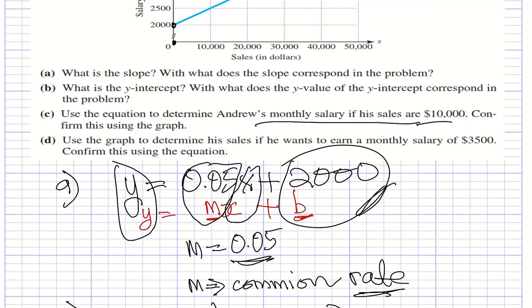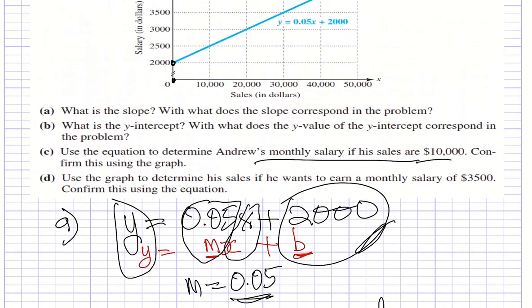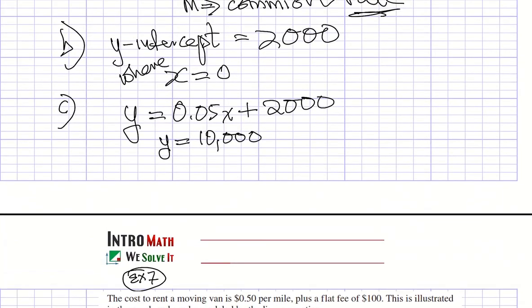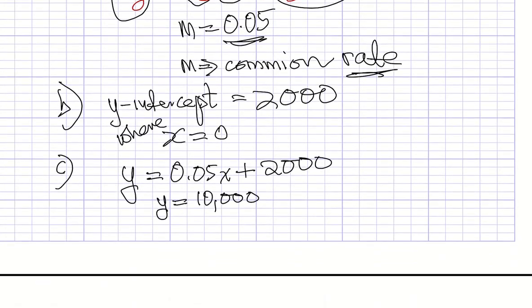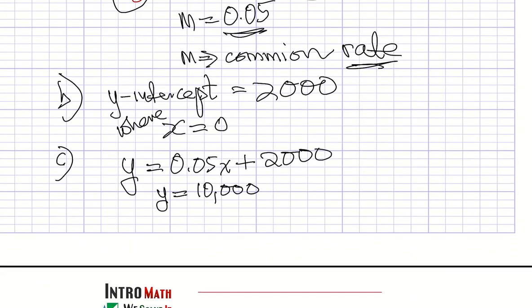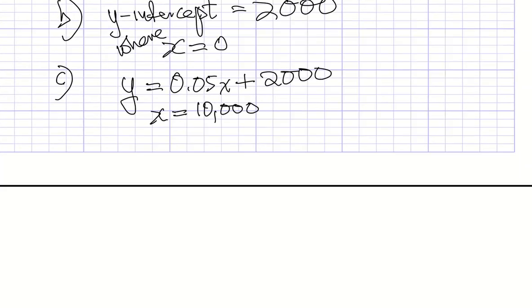Use the equation to determine the monthly salary, right? Hang on a minute, I switched it around. Sorry, salary is y, and sales is x. So x, sales, is equal to 10,000. Then they want to know the monthly salary.